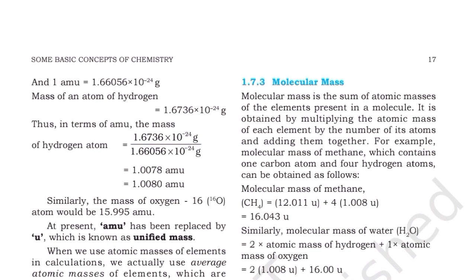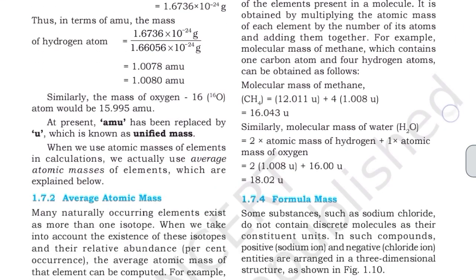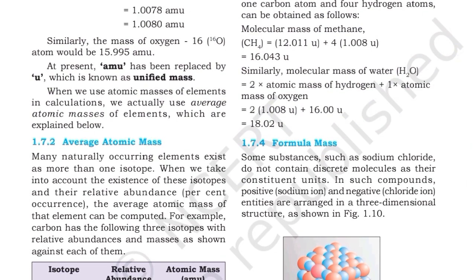Molecular mass. Molecular mass is the sum of atomic masses of the elements present in a molecule. It is obtained by multiplying the atomic mass of each element by the number of its atoms and adding them together. For example, molecular mass of methane, which contains 1 carbon atom and 4 hydrogen atoms, can be obtained as below. Molecular mass of methane, CH4, is equal to 12.011 u plus 4 × 1.008 u, which is equal to 16.043 u. Similarly, mass of water, H2O, is equal to 18.02 u.